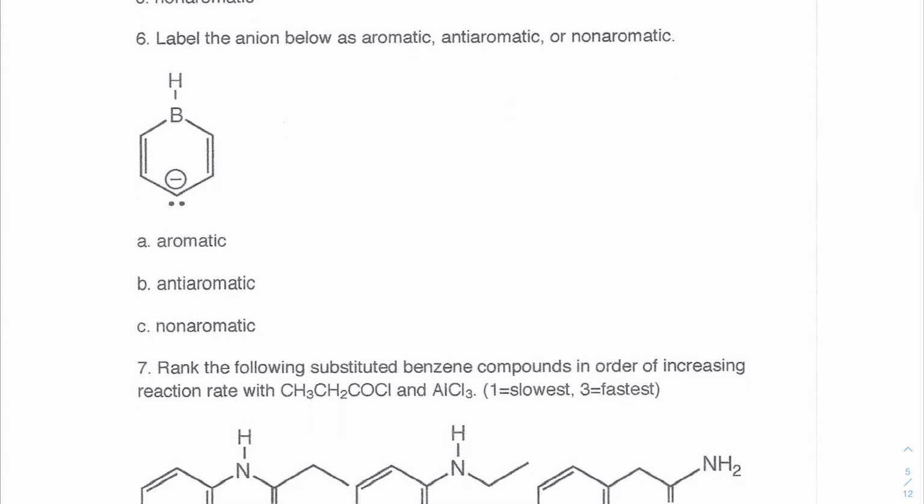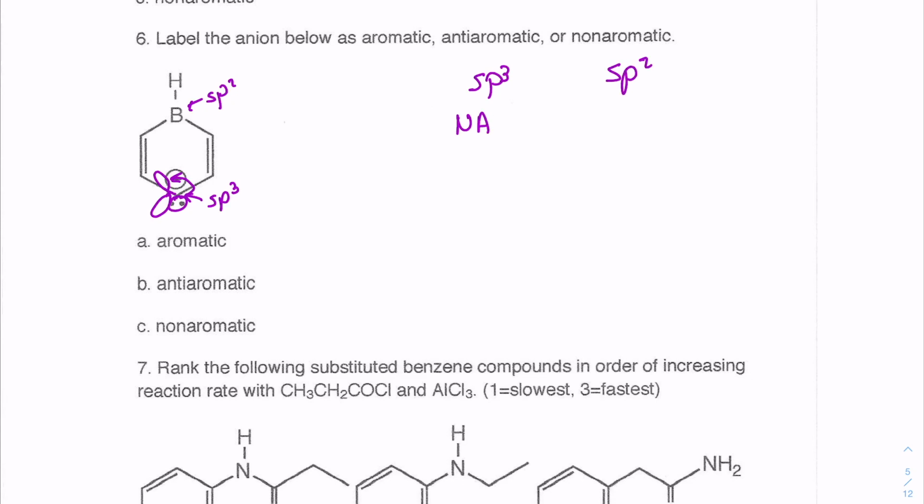So for this one, we have to look, are all the carbons sp2 hybridized? This one is sp2 hybridized. But looking at this one, it's sp3 hybridized. Again, there's an empty p orbital, then these electrons can donate inside of it. So if it was sp3 hybridized, then it will be non-aromatic, NA.